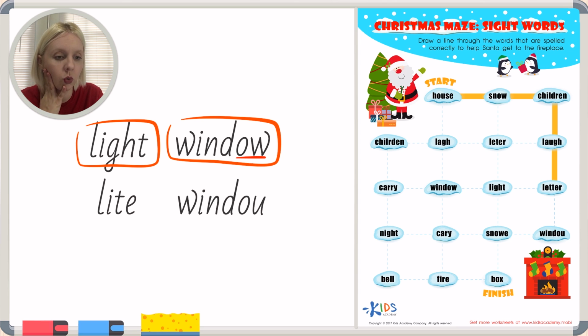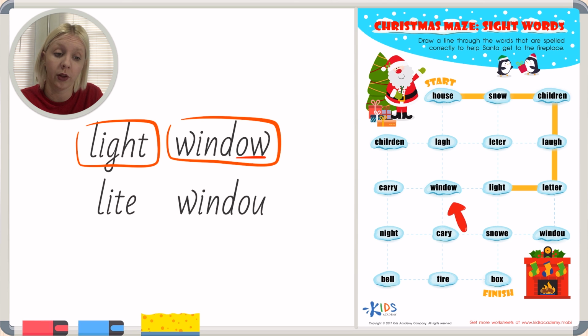All right, so let's go back over here. That was a lot of practice. So which one are we going to? Are we going to light, L-I-G-H-T, or window, W-I-N-D-O-U? It's going to be light, L-I-G-H-T. This is the correct way of spelling it, so let's go on over to light this way.